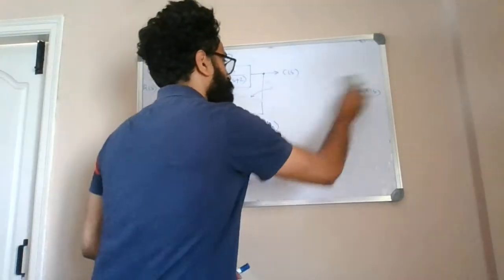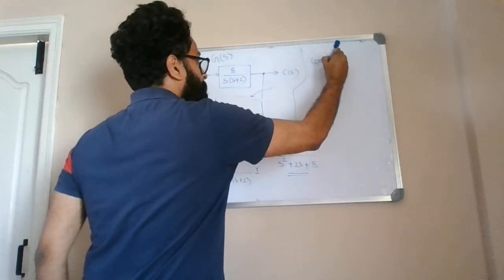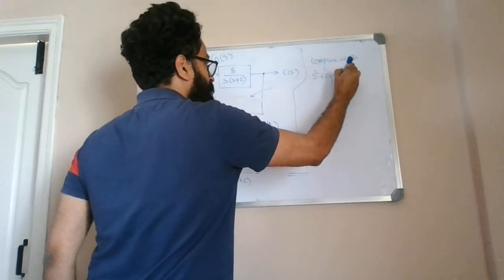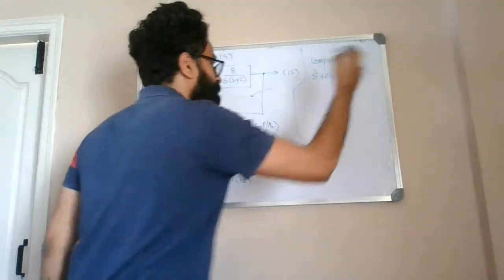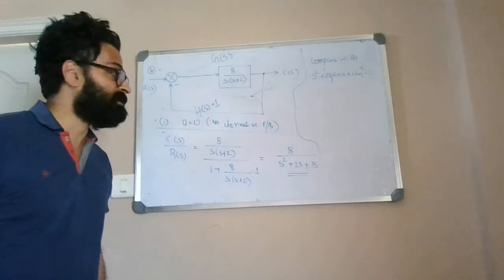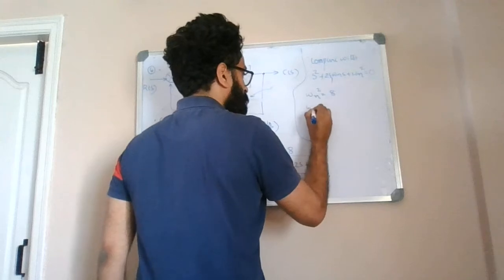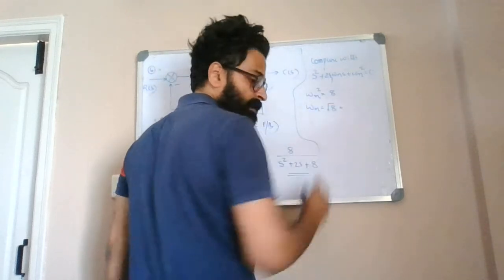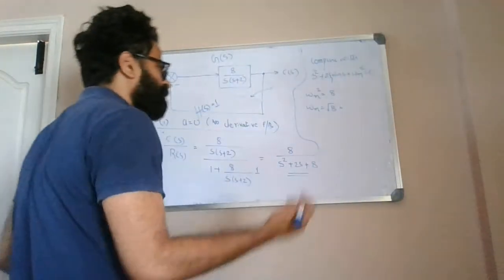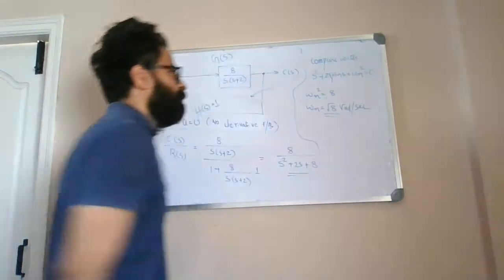Once you have this, you can compare. You can write compare with s square plus 2 zeta omega n s plus omega n square is equal to 0. That is the standard form of the second order function. So when you compare, you get omega n square is equal to 8, or omega n is under root 8. Under root 8 gives 2.83 radian per second. You can take it as under root 8. So that's your omega n.